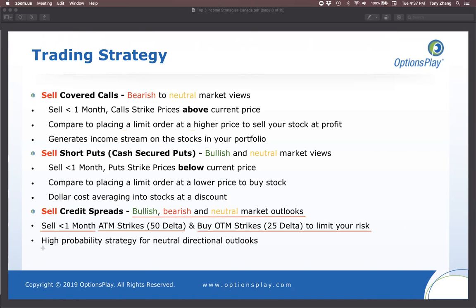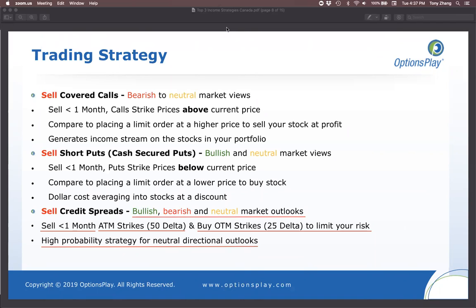And this is generally a high probability strategy for neutral directional outlooks. I like to use this a lot when the market is oversold and I feel that a stock is near its support level. That's when I might sell a put credit spread. And when the markets have rallied very strongly and I feel that it's near resistance, that's when I would sell a call credit spread. Again, that is when I would consider the market as neutral, because there's a high probability of the stock reversing in the other direction.